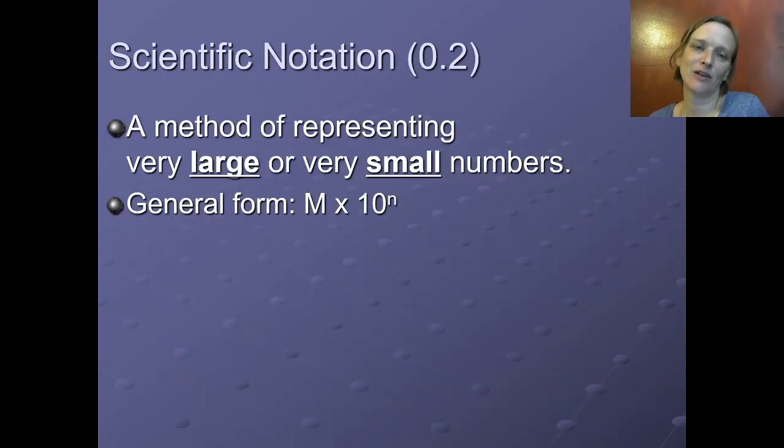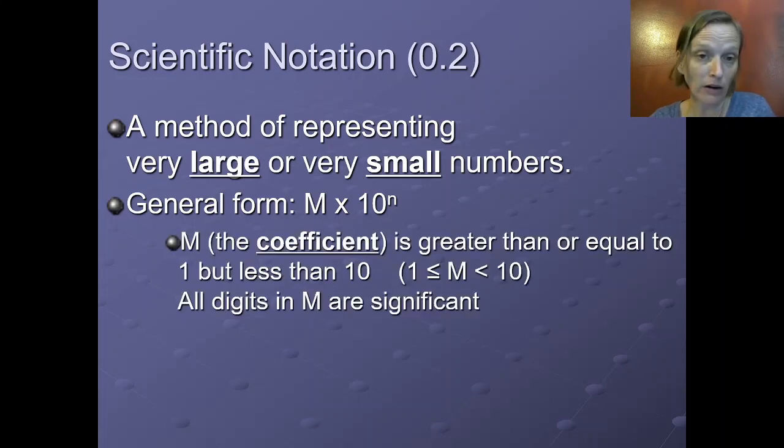Looking at scientific notation. Scientific notation is a way to represent very large or very small numbers. We have the general form m times 10 to the some power, which we'll call n. M in this example is the coefficient. It's greater than or equal to 1, but less than 10. Okay, so it can be equal to 1, but it can't be as big as 10. It can be 9.9999999, but it can't be all the way up to 10.